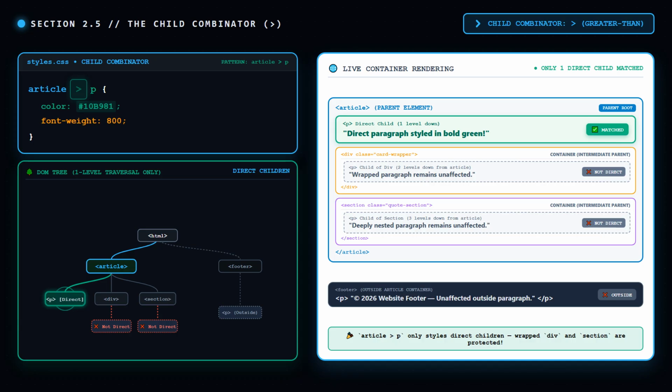The child combinator, written as a greater than sign, limits the selection to direct children only. Article greater than P means select P elements that are immediate children of article, nothing deeper. This gives you precise control over your component structure. If your markup places a paragraph directly inside the article, it will be styled. If that paragraph is wrapped in an extra div, the child combinator will not match it. This is stricter, more predictable, and often preferred for layout components where you control the exact nesting.